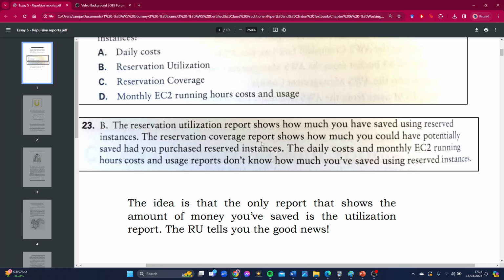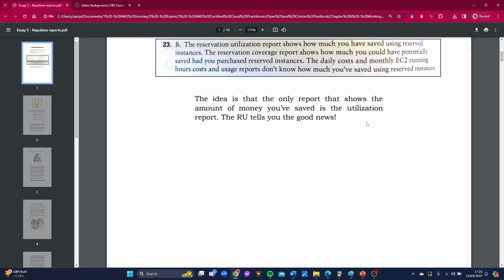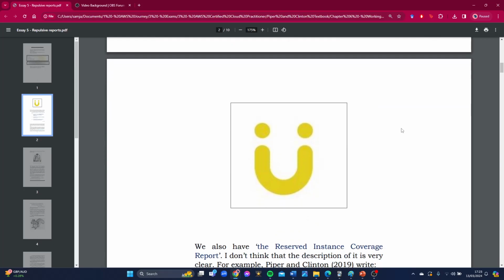The reservation coverage report shows you how much you could have potentially saved had you purchased reserved instances. The daily costs and monthly EC2 running hours cost and usage reports don't show you how much you've saved using reserved instances. So the idea is that the only report that shows the amount of money you've saved is the utilization report. The RU, reservation utilization report, tells you the good news. U, smiley face, U for utilization.